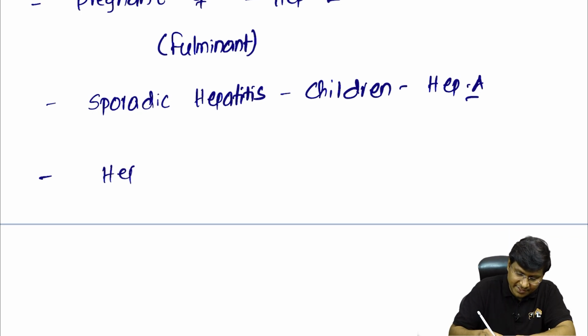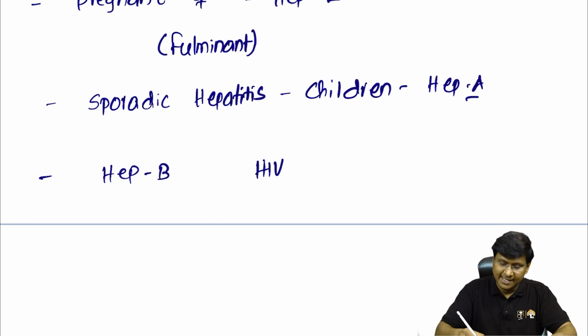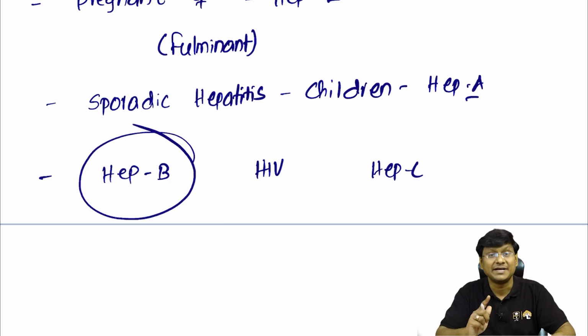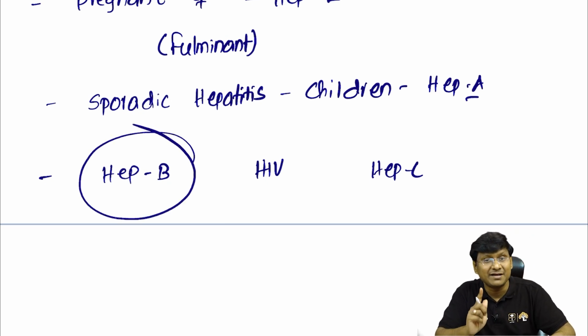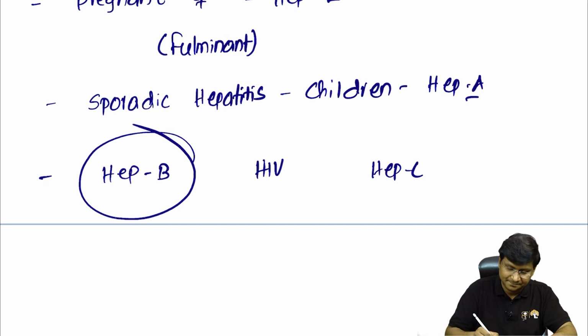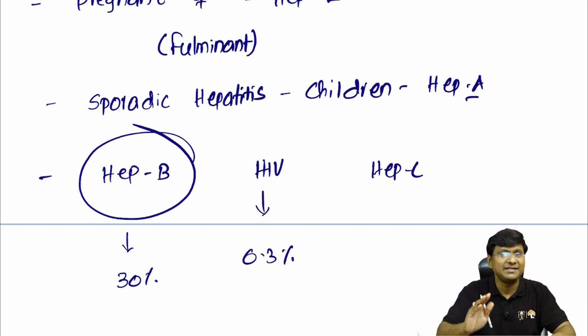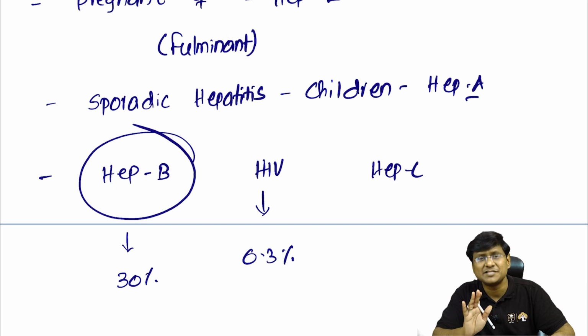So we have hepatitis B, then we have HIV, and then hepatitis C. But which particular virus has the highest transmission through the percutaneous route or the needle prick? That will be hepatitis B. So the hepatitis B transmission through a needle prick is almost 30%, whereas for HIV, it is only 0.3%.